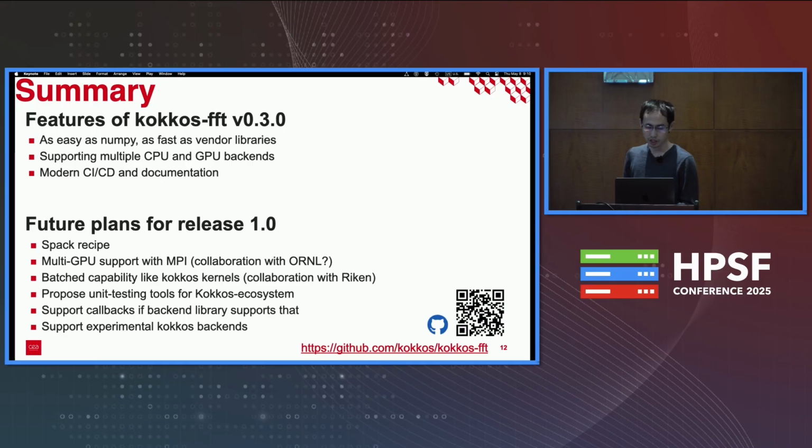In summary, the features are easy to use, and there is modern CI and CD and documentation. The future plan for release 1.0 includes a Spack recipe, and multi-GPU support and batch capabilities are under consideration. Unit testing tools are also proposed. And that's it. You can find it under the Kokkos org. Thank you for listening.